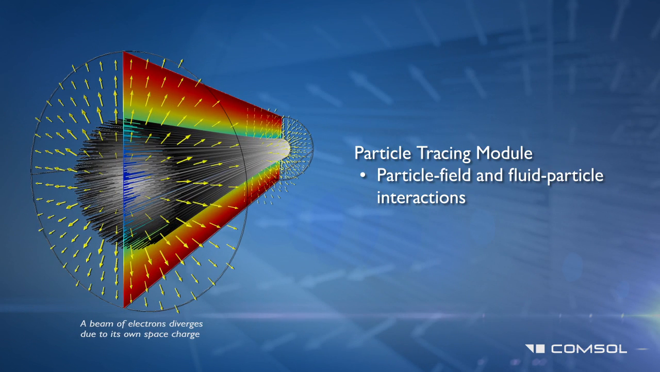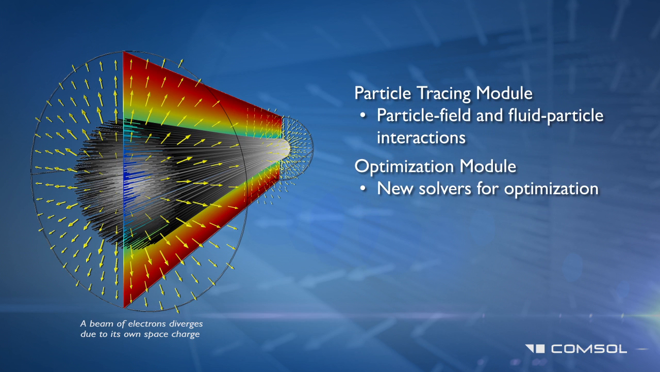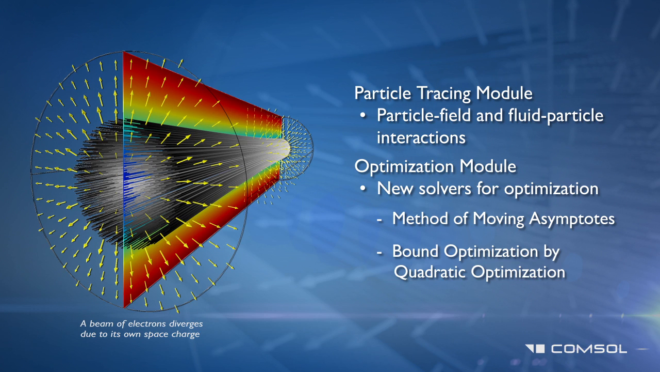The particle tracing module introduces a new approach to modeling particle field and fluid-particle interactions. The solver iterates between the particle trajectories and the field to self-consistently include the bidirectional coupling. This makes it easier to quantify applications like the amount charged particle beams spread due to self-potential. Moreover, 2 new solvers have been introduced in the optimization module. These are based on the globally convergent method of moving asymptotes for constrained problems and the derivative-free bound optimization by quadratic optimization method.